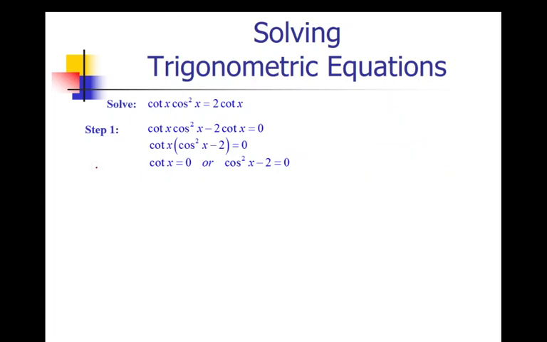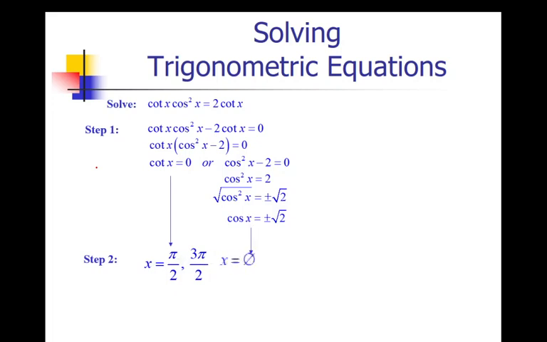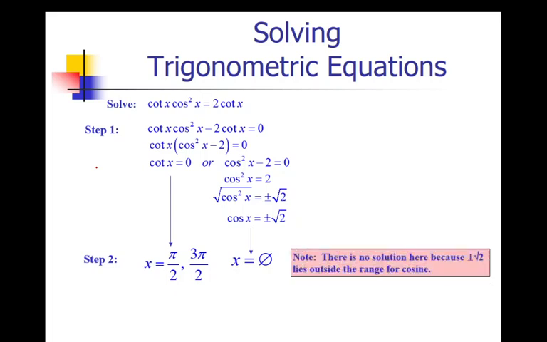So, now that we have them set equal to 0, we're basically looking where cotangent is 0 or where cosine is either plus or minus root 2. Well, there is no place where cosine is square root of 2. That's bigger than 1. Okay? We can only use values. Remember, cosine is only between negative 1 and 1, and square root of 2 is 1.4. So there are no solutions for cosine being equal to plus or minus root 2. We only have to worry about the cotangent. So cotangent is 0 at pi over 2 and 3 pi over 2, and this has no solutions, or the empty set. Okay? There are no solutions because it lies outside the range of cosine.